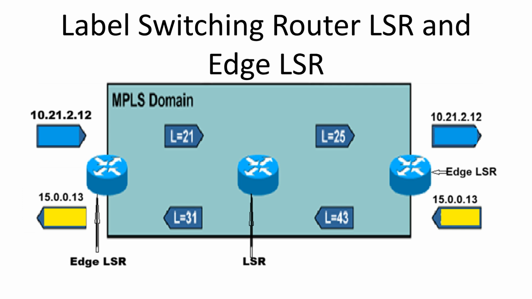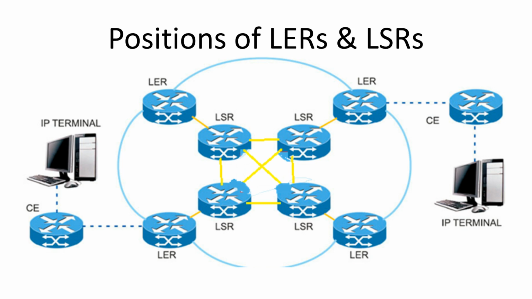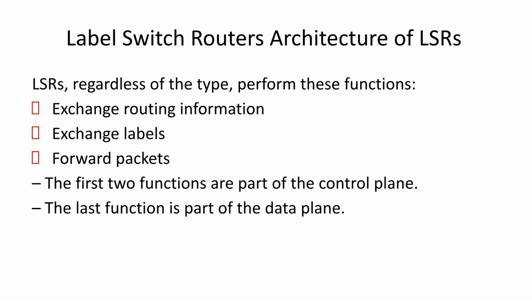This slide visually represents the LSR and Edge LSR components within the network. This diagram illustrates the positions of the label edge routers and label switching routers within a network architecture. All LSRs perform three key functions: exchanging routing information, exchanging labels, and forwarding packets. The first two belong to the control plane, and the last is part of the data plane.